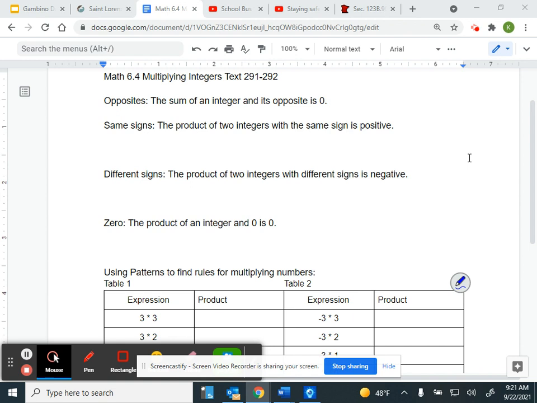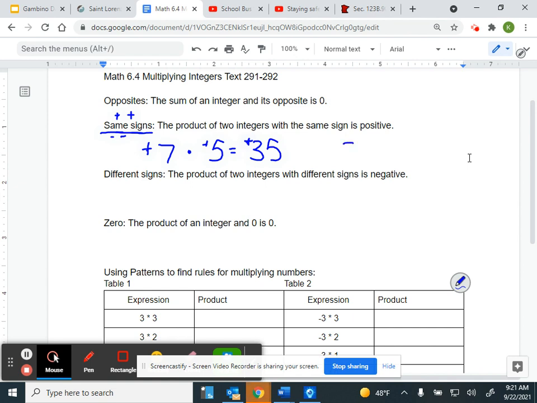The product, when we're looking at the same signs, so it's a positive and a positive or a negative and a negative, the product of two integers with the same sign is positive. So whenever we're multiplying two integers together and they have the same sign, the answer will always be positive. So if we have a positive 7 times a positive 5, our answer will be a positive 35. Because they have the same sign, our product will be positive.